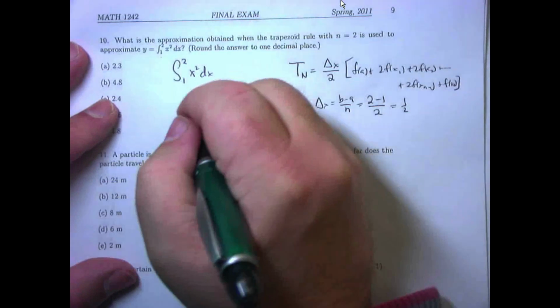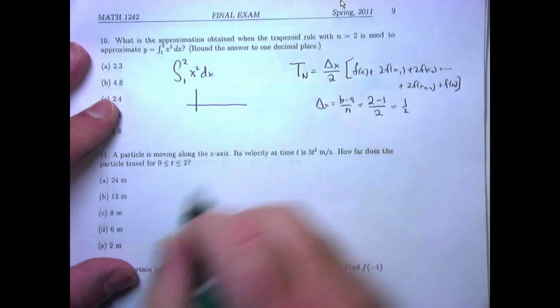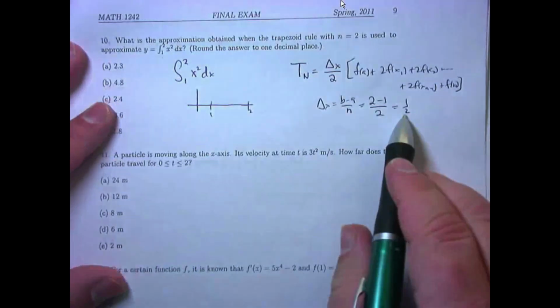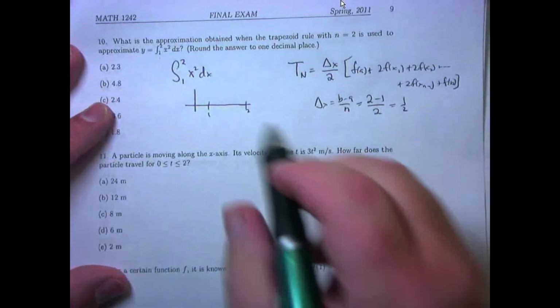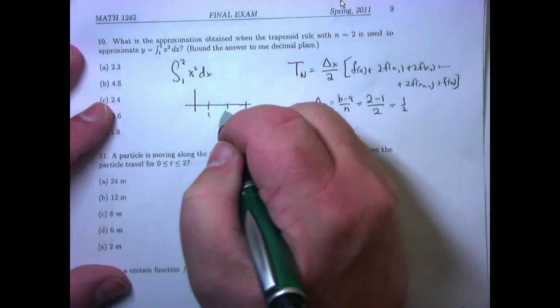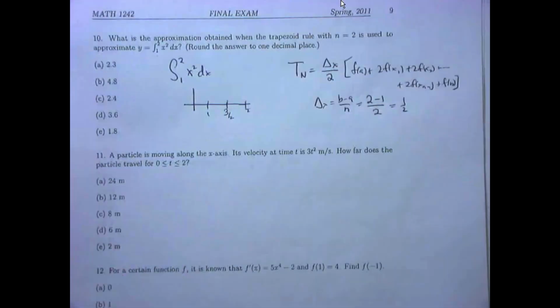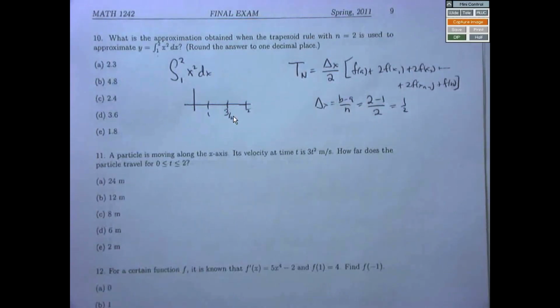Now, when I'm doing a Riemann sum, I always draw my numbers. I'm looking between 1 and 2, and my delta x is 1/2 here. So 1, move over 1/2, that would be 3/2. And move over another 1/2 is 2. There's my 2 subintervals here. You with me? So, keep going.